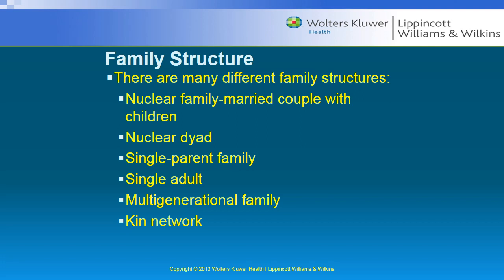A single-parent family would involve one adult with children. They may be separated, divorced, widowed, or never married. The single adult family structure includes only one adult. Multi-generational family structure would be any combination of the first four family structures. A kin network would be two or more reciprocal households that are related by birth or marriage.